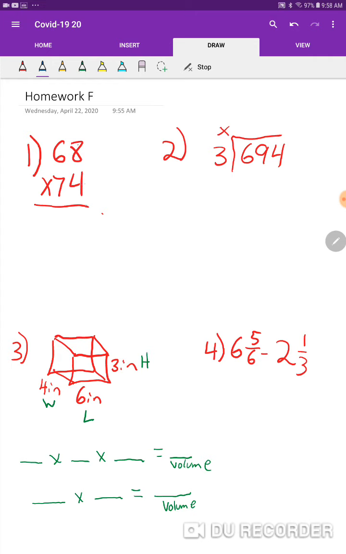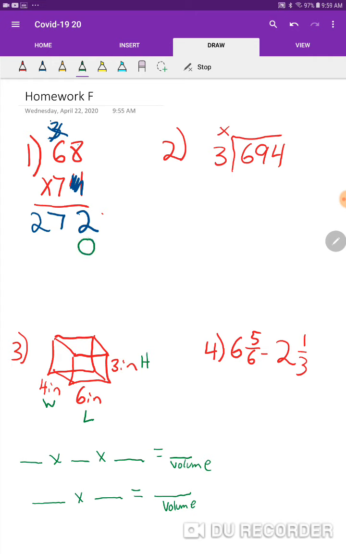All right, 8 times 4, the hardest, 32. So we put down the 2, carry the 3. 6 times 4 is 24, 25, 26, 27. So your top row is 272. Let's cross it out and switch colors to green.